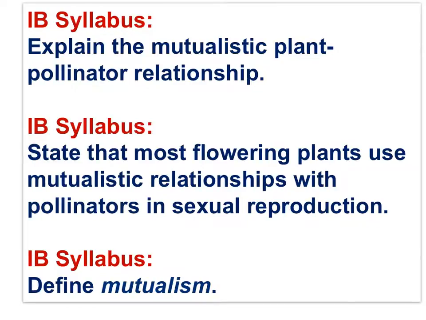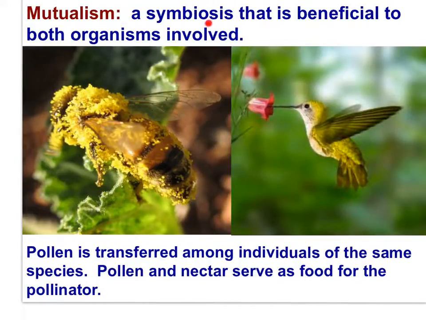So that brings us to important IB syllabus statements. Explain the mutualistic plant-pollinator relationship. State that most flowering plants use mutualistic relationships with pollinators in sexual reproduction. And I'm going to ask you to define mutualism. Mutualism is a symbiosis that is beneficial to both organisms involved.